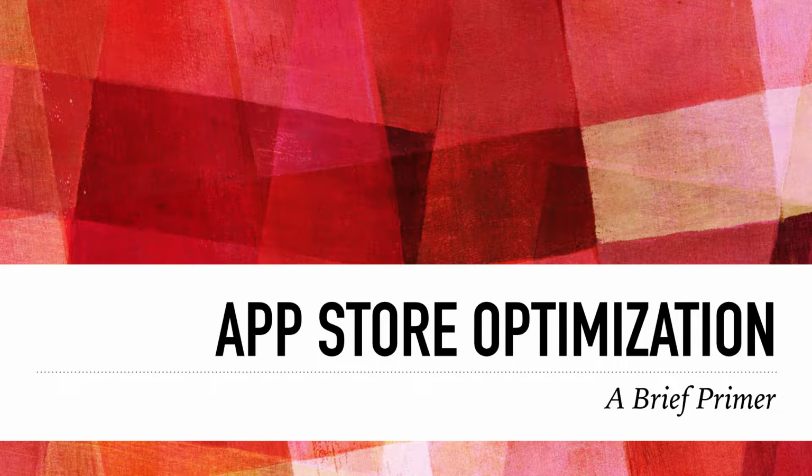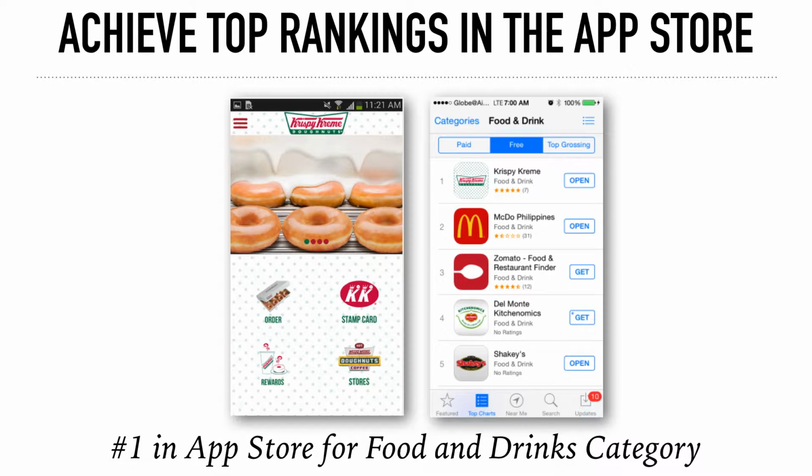In this lecture, we will discuss App Store Optimization, or ASO. The objective of ASO is to increase the visibility of your app in the App Store and Google Play Store. If you implement ASO correctly, your app will appear in the top rankings in the App Store and Play Store whenever a mobile user searches for an app that's specific to your category.